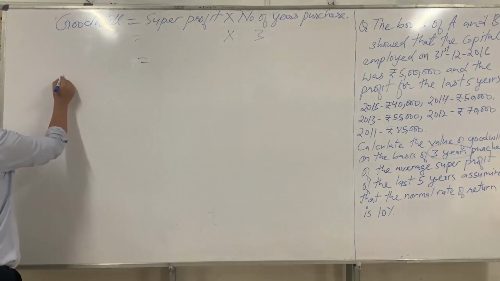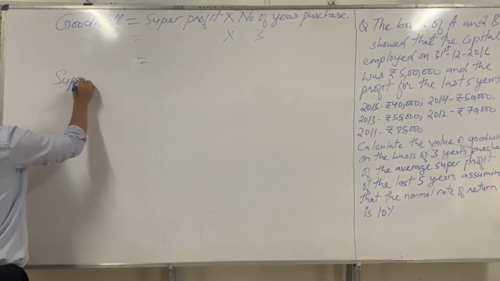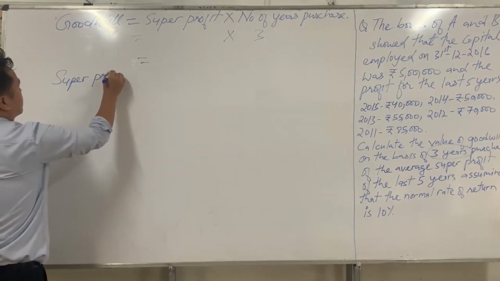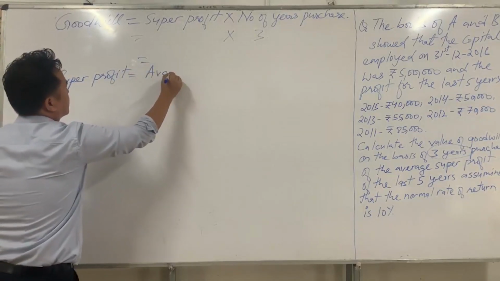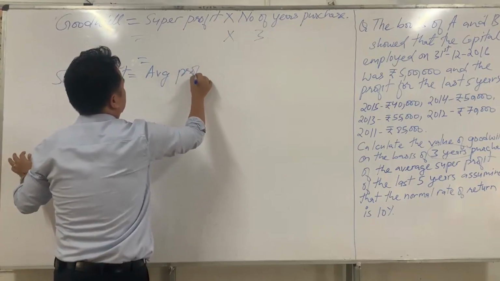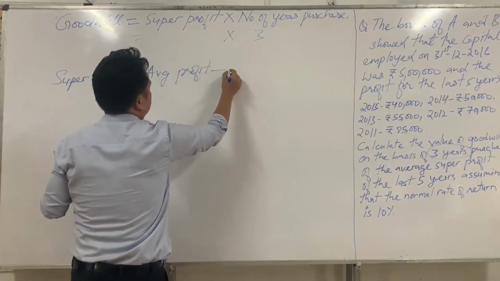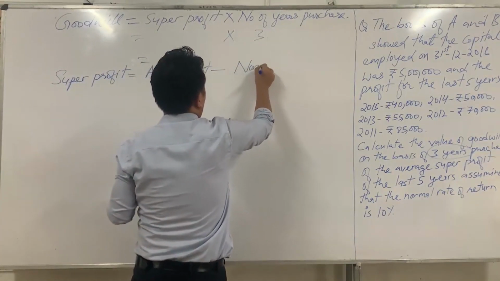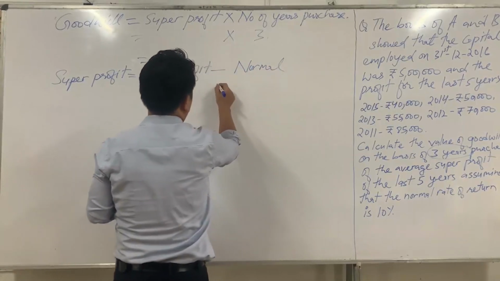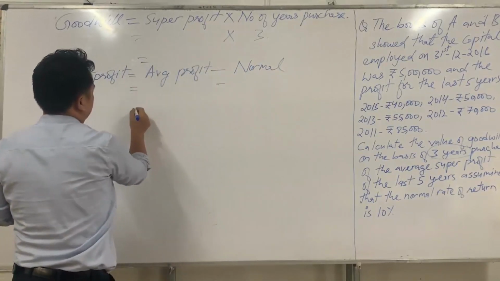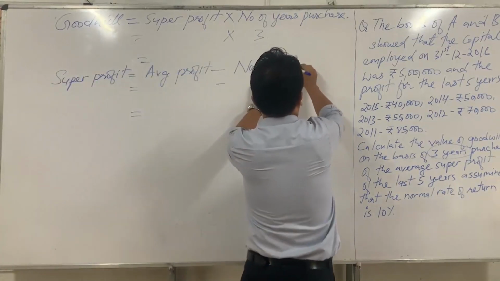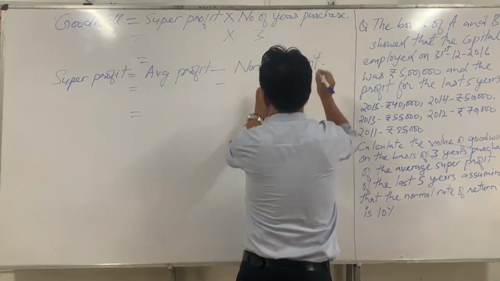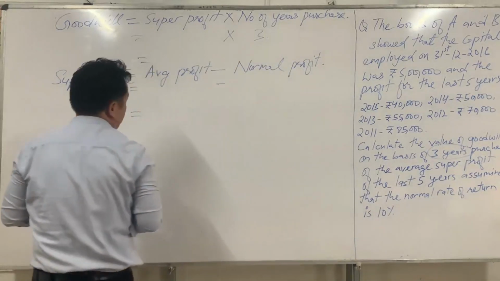Okay. Now, what is the formula of super profit? Super profit is equal to average profit minus normal profit. So here we need to find both average profit and normal profit. So how are we going to find average profit?